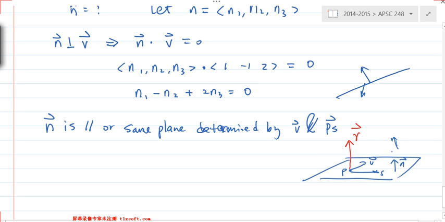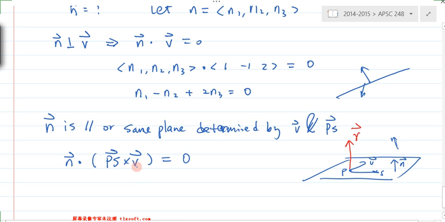A vector is a free vector. You can move it around as long as you don't change the direction. That's the same vector, because it has the same direction and same length. So when you hear it's within a plane, it means it's parallel to the plane, right? So that means n dot (PS cross V) equals 0.